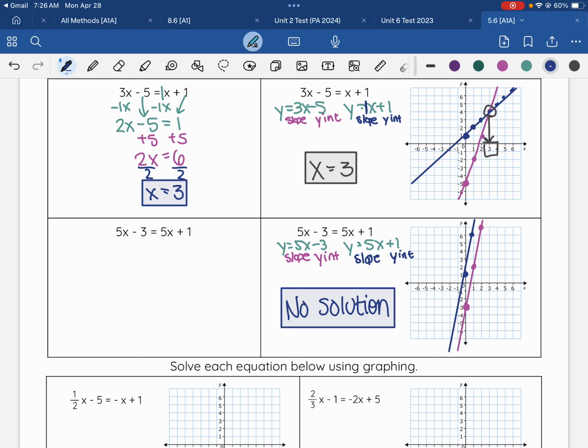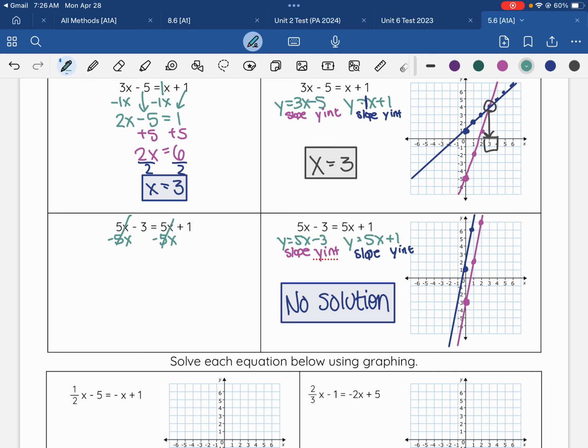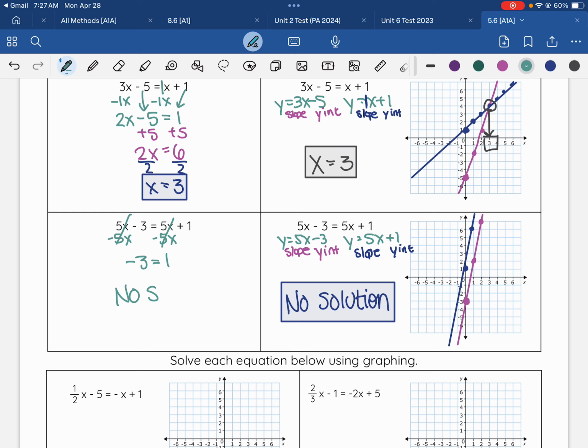Now, if I had tried to solve this algebraically, I probably would have subtracted the 5x first, and 5x minus 5x cancels both of these. So I have negative 3 equals 1 left. Negative 3 cannot equal 1, so again, my answer would be no solution. But on the right, we can see proof visually of why some equations have no solution.